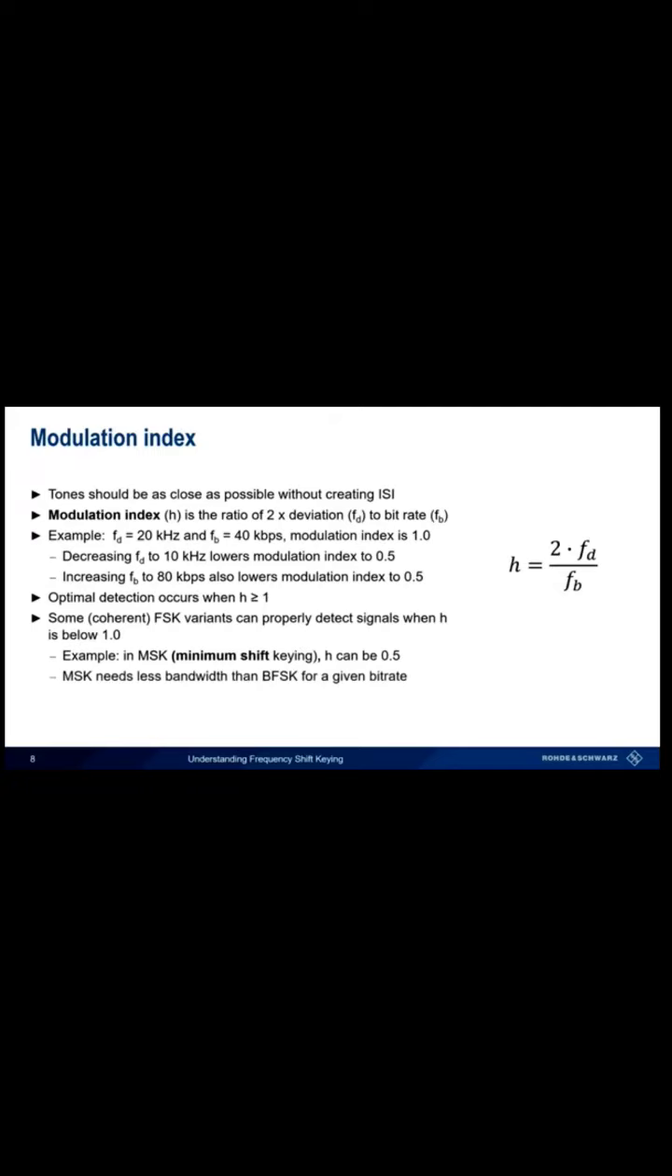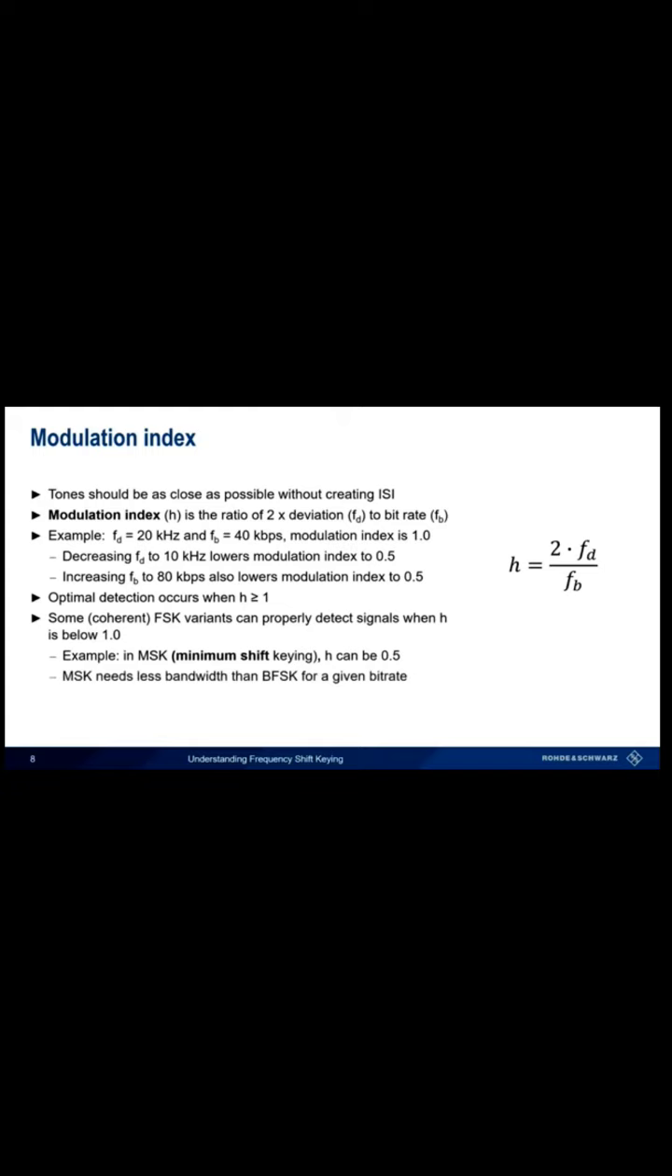To minimize the bandwidth of the FSK signal, the tones should be as close to each other as possible without creating intersymbol interference. We can quantify this using something called the Modulation Index, which is the ratio of twice the deviation to the bit rate. For example, if we're using a deviation of 20 kHz and the bit rate is 40 kilobits per second, then we have a modulation index of 1.0.